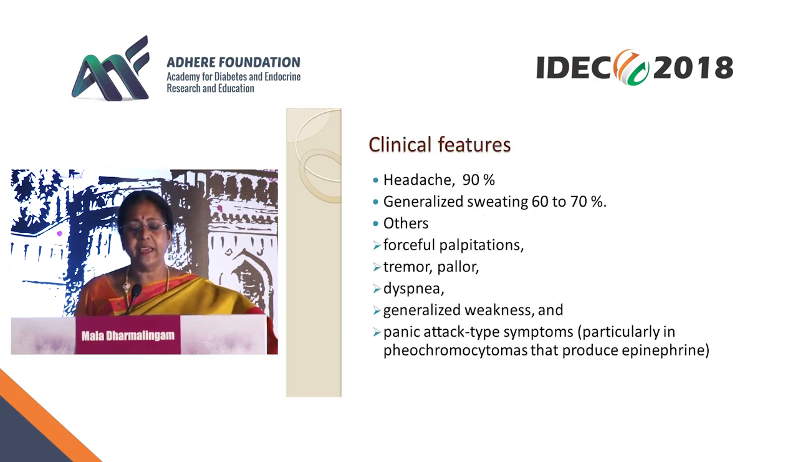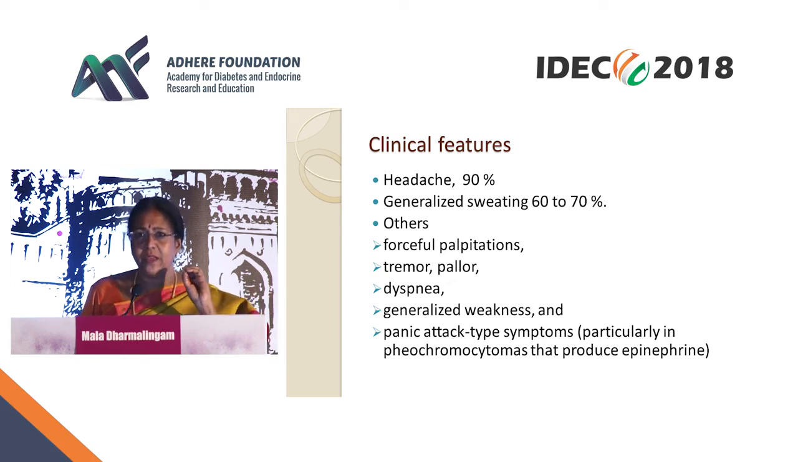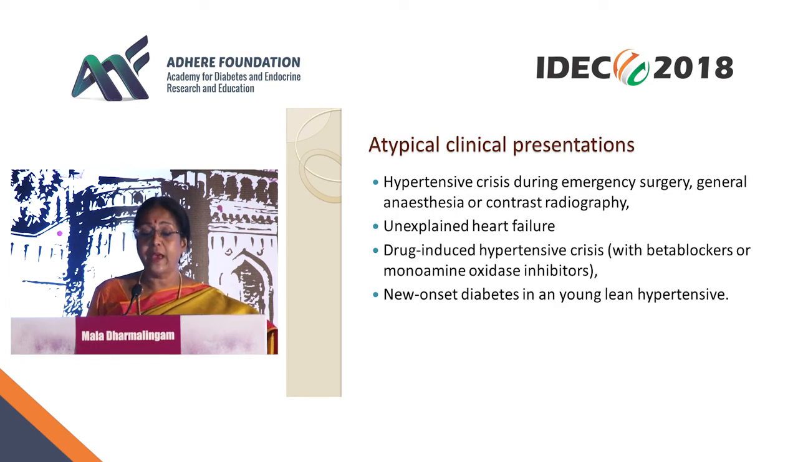So again, they will come with headache, sweating, typical paroxysms, which we call. They'll have typical paroxysm with every flush of the catecholamine that's getting released, palpitation, tremors, dyspnea, weakness, panic attacks. So very often we may just say, oh, it's a panic attack, especially if the woman is 40 years old, panic attack, she's going into early menopause or something like that. You should have a high degree of suspicion. Atypically, it can also present as a hypertensive crisis, unexplained heart failure. Because of the BP, you give them some beta blocker and they may actually land up in hypertensive crisis, because you should alpha block first before you go into beta block.